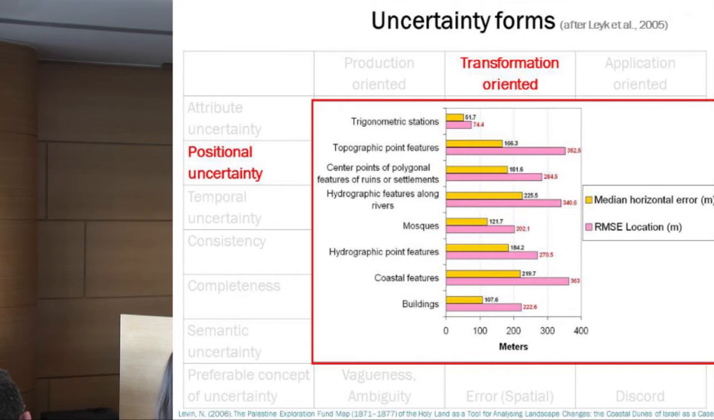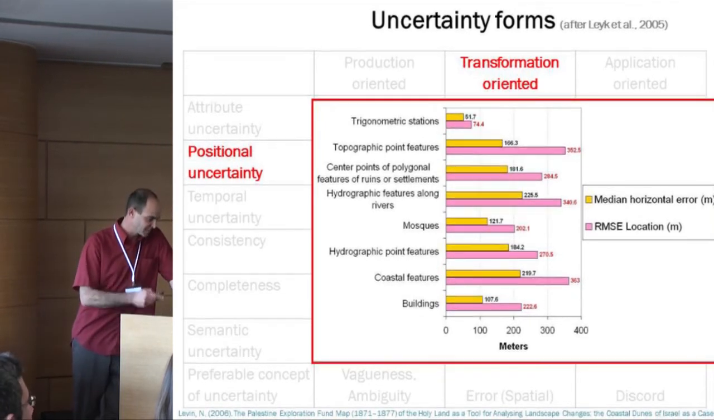However, other items, for example, where two rivers meet, not a junction, but where two rivers meet, are mapped at lesser accuracy. So different objects are mapped with different accuracies in historical maps. We should also have this in mind.